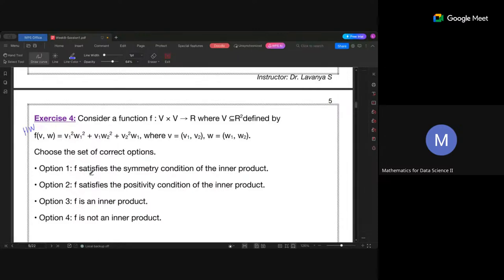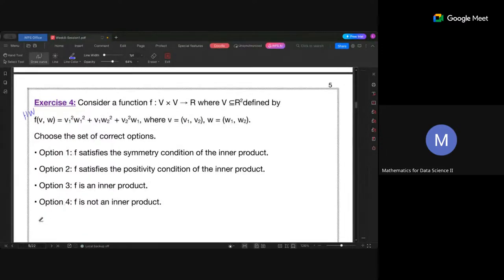So the first one, does F satisfy the symmetry condition of the inner product? Now, what is F of W, V? W1 square V1 square plus W1 V1 square plus W2 square plus W2 V1 square, right? Now we can just rewrite these terms in this order. So V1 square W1 square plus the next term, you should have V2 square now, V1 W2 square. So let's bring this term first and this term next. I'm also changing the order of the product. Now you see that this is nothing but F of V, W. So option one is correct.